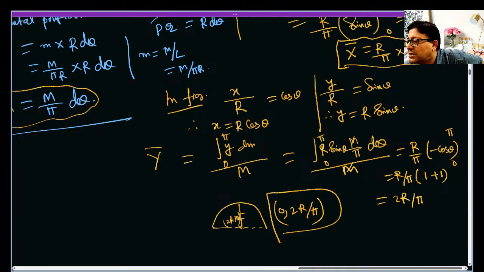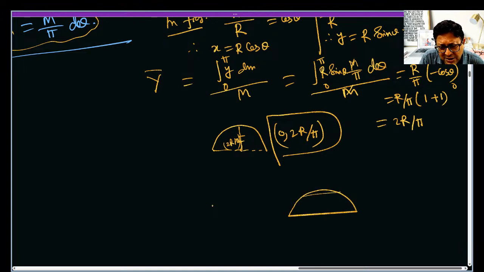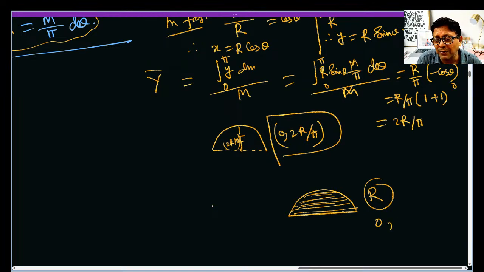You will be using the same concept for the semicircular disc. That fourth one I have given now. You do it for that. For a disc, you prove that. I am telling you the answer also, but you need to try at home. Prove that the center of mass of a semicircular disc of radius r will be lying at a height 0, 4r by 3 pi.